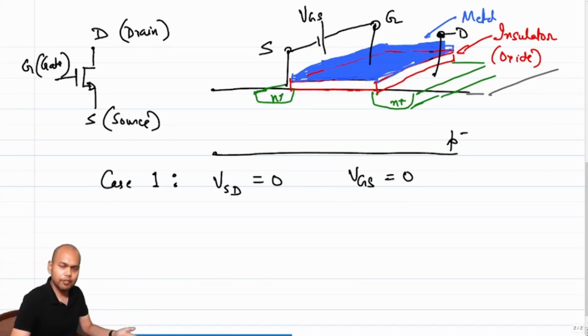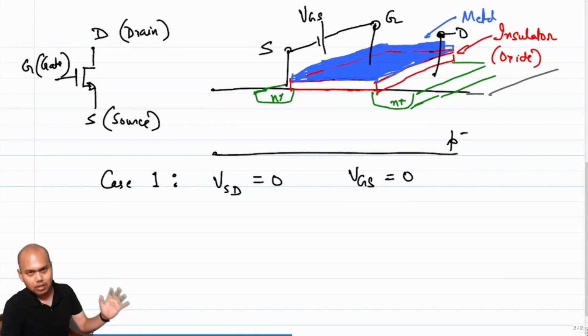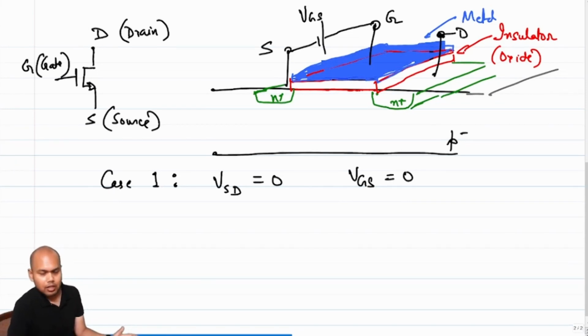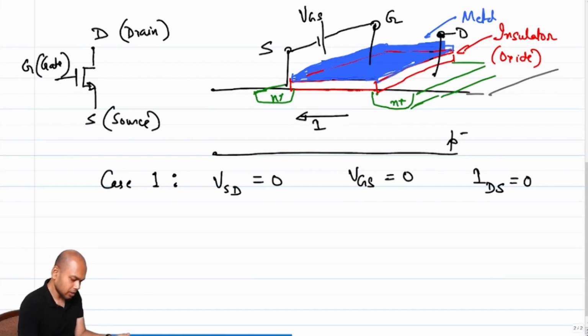If we are getting current even without applying any voltage, which means we are getting power out of nothing, then it's almost like a perpetual current generator, which is something we are yet to get. So this is very trivial. The current between the drain and the source is 0. When I say IDS, I mean the current that flows from the terminal marked drain to the terminal marked source, and this IDS is equal to 0.